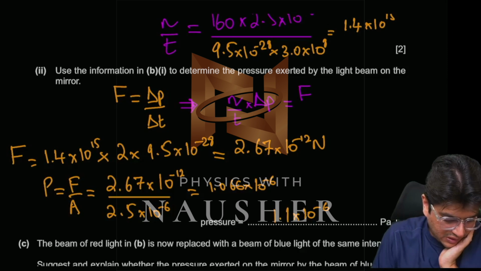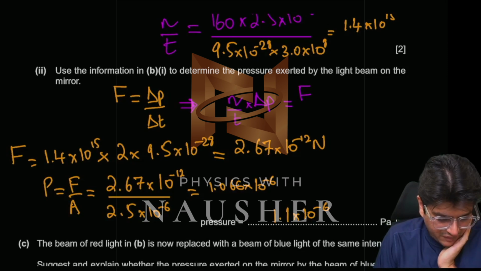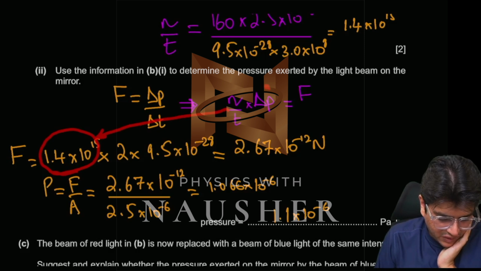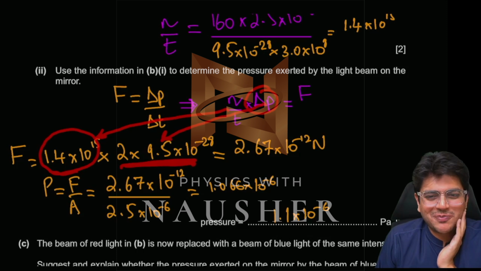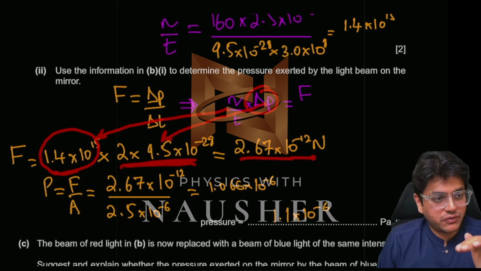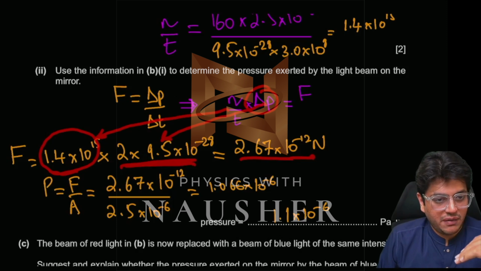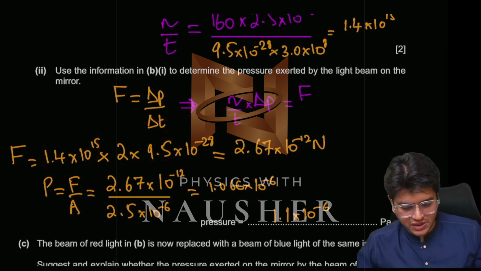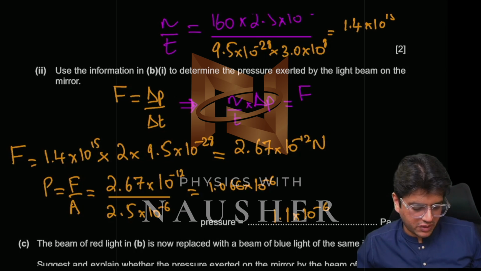So look, this was n/t. Okay, this was n/t, and to calculate the change in momentum, I did twice the momentum, and I got the force. Then once you get the force, you divide the force by the area, and you get the pressure, which is 1.06 × 10⁻⁶, or 1.1 × 10⁻⁶ pascals.